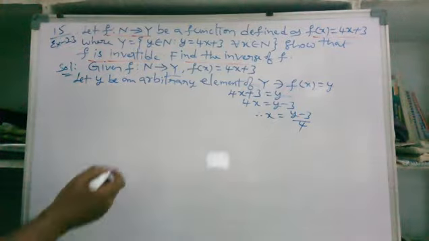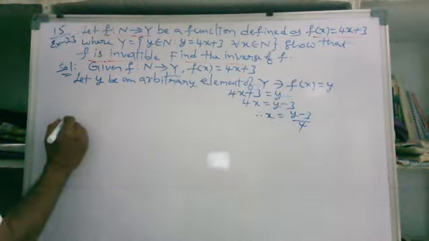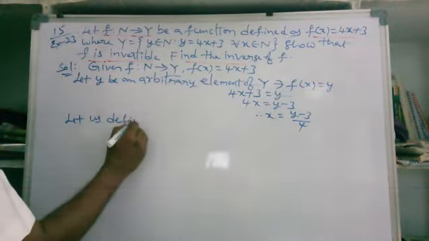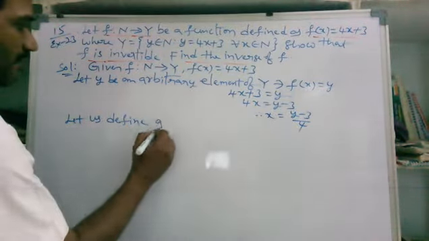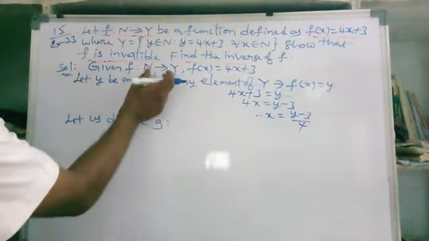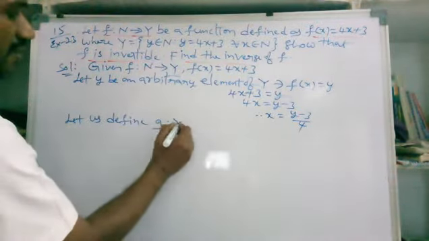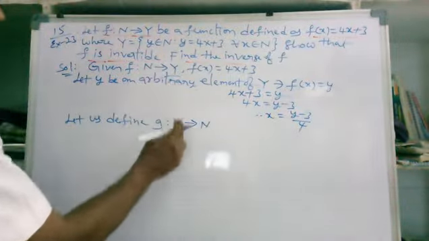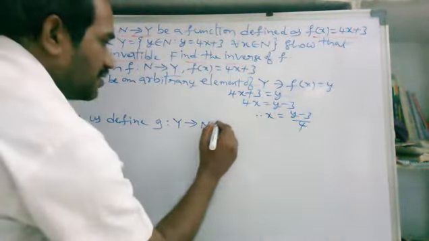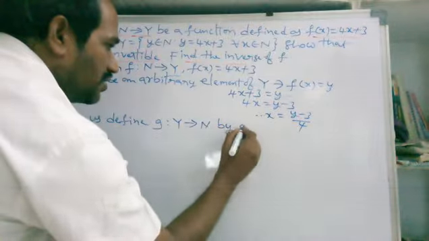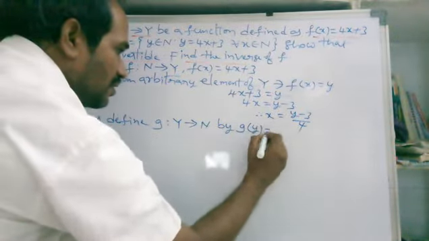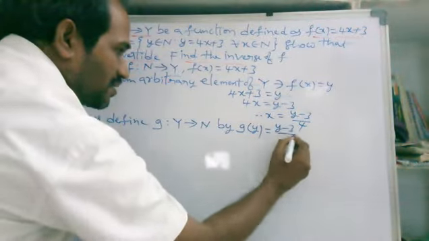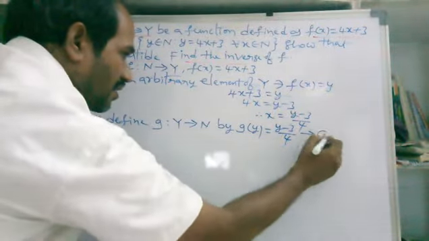Next step, let us define g as a mapping from Y to N, interchanging the domain and codomain. So g of y is equal to y minus 3 by 4. That is equation number 1.